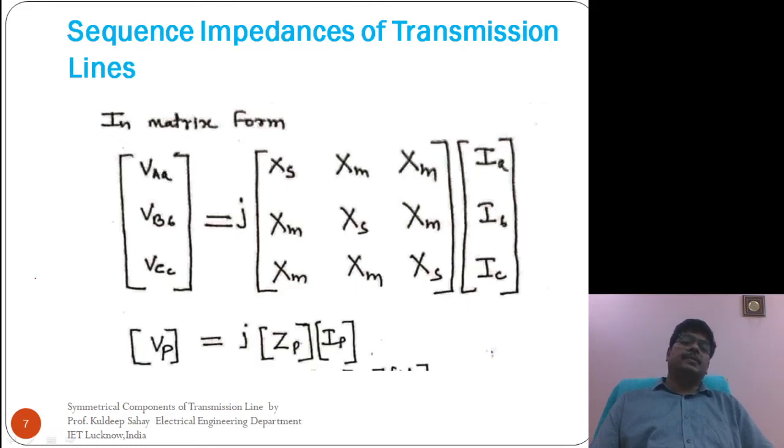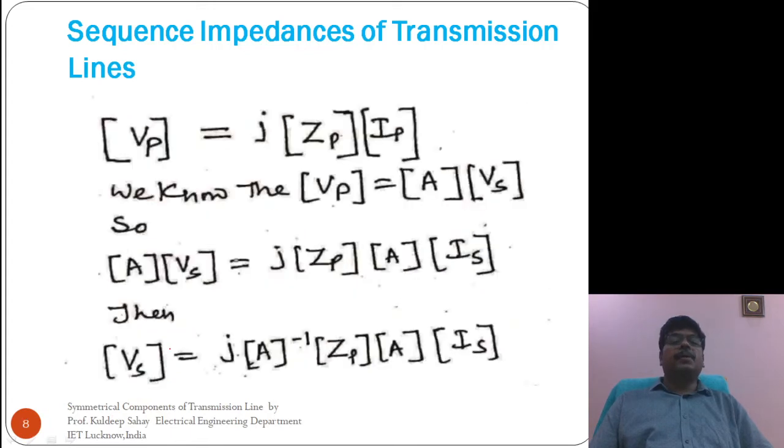So this is the voltage vector VP, and this is the impedance matrix, j ZP, and the phase current vector IP. Now this is in terms of the phase vector.